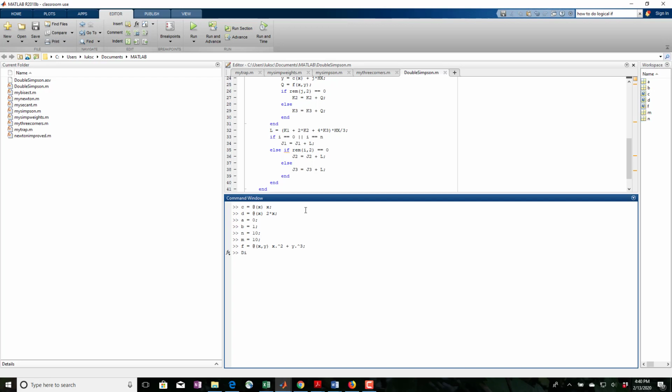And now I want to run my function. So it was named double Simpson. F, C, D, A, B, N, and M. I've got lots of variables here. And we get 1.001. I was looking for a value of 1 for an approximation. I think that's pretty good.